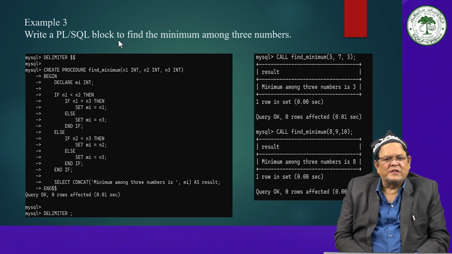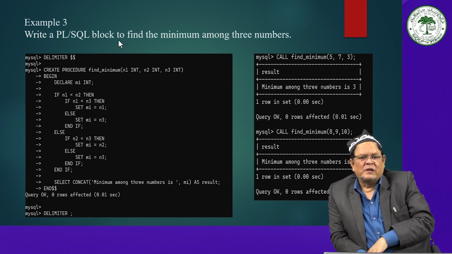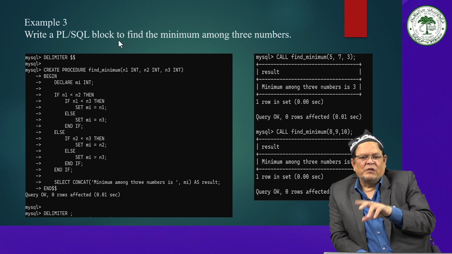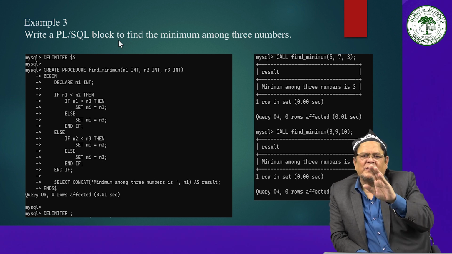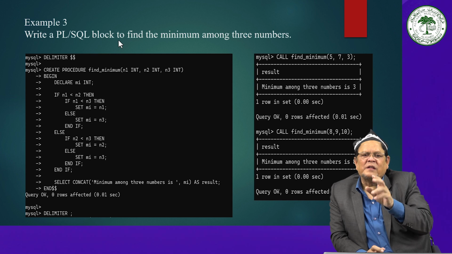If n1 is less than n2, then n1 is minimum. If n1 is less than n3, else set minimum n3.